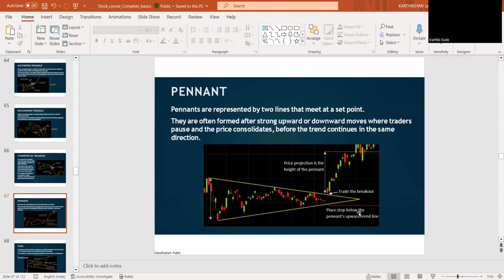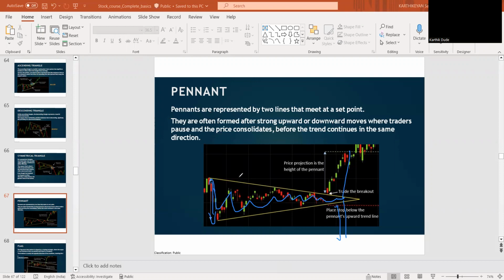Pennant. So even the pennant is pretty much similar to the triangle. The same story we have discussed: a straight line, the price keeps consolidating in a narrow range. It might break this side or maybe this side. Whichever side it breaks, you measure this length and you take the target.